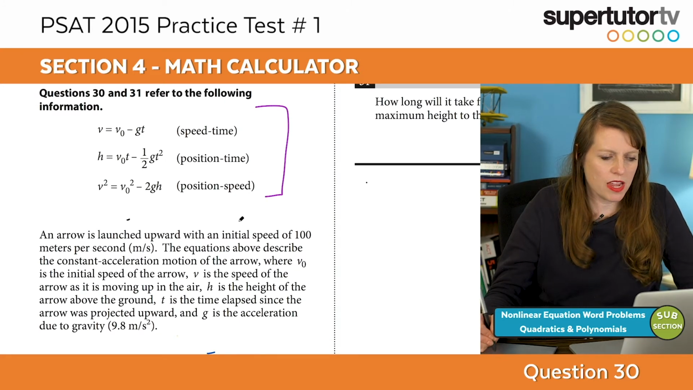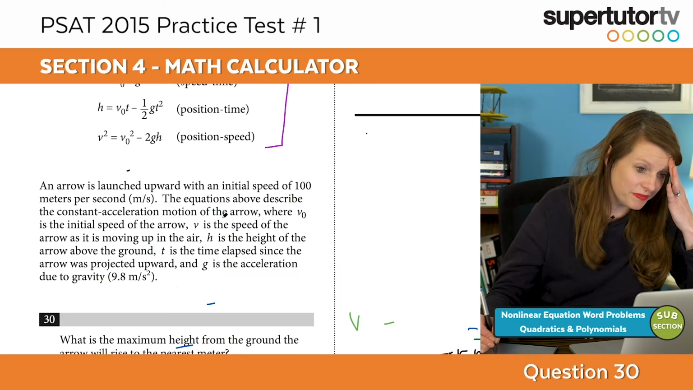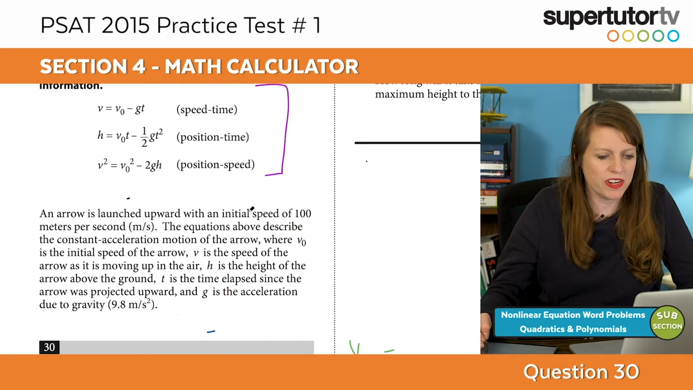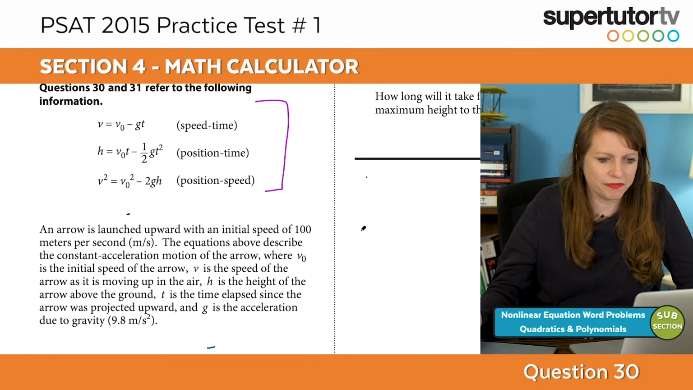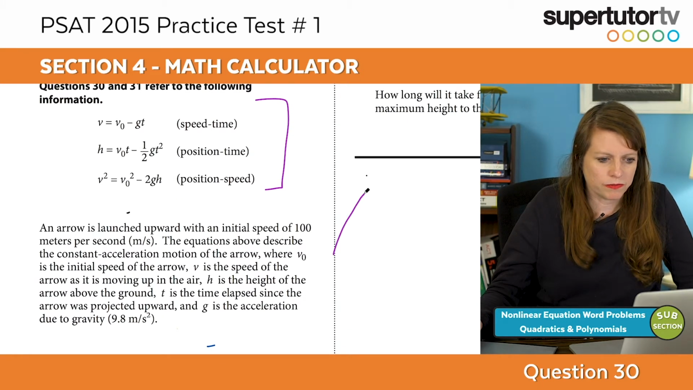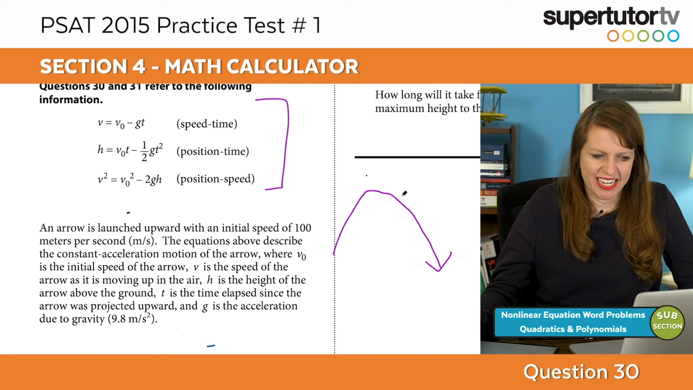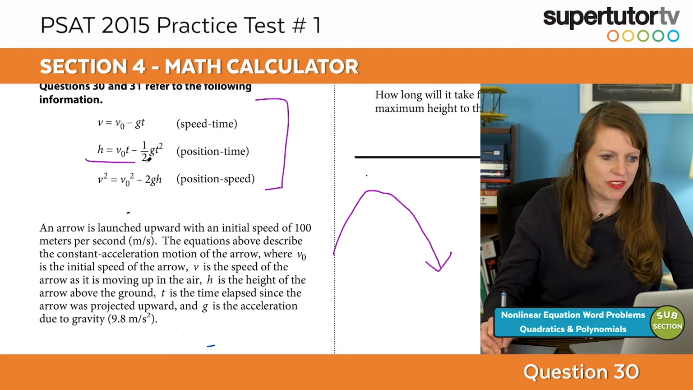We've got these three kind of formulas here. We know that an arrow is getting launched upward with an initial speed of 100 meters per second. And I'm assuming it's going to eventually get pulled down. Yeah, height. So this is the height equation.